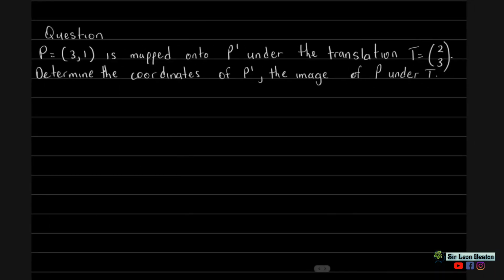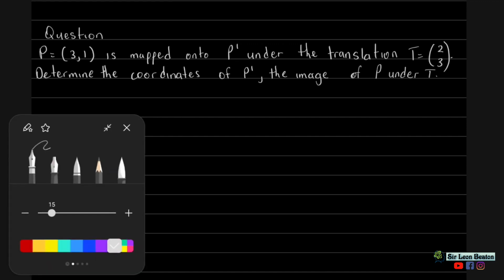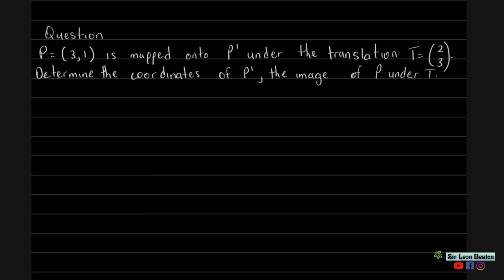So let's say now we are given a question. The question says the point P is mapped onto P prime, which is the image, under the translation (2, 3). Determine the coordinates of P prime, which is the image of P under the translation.